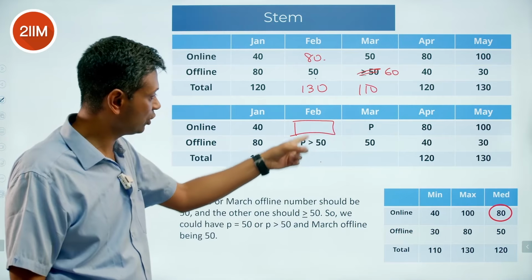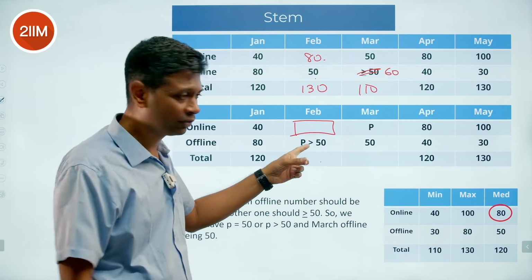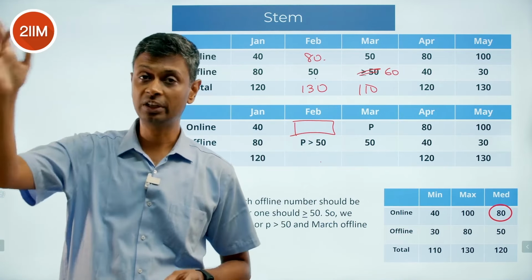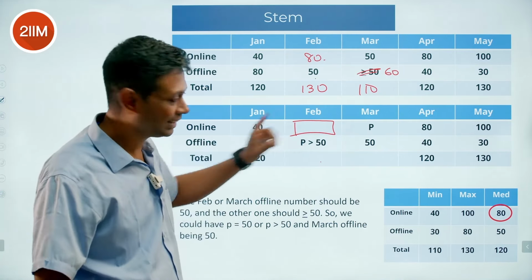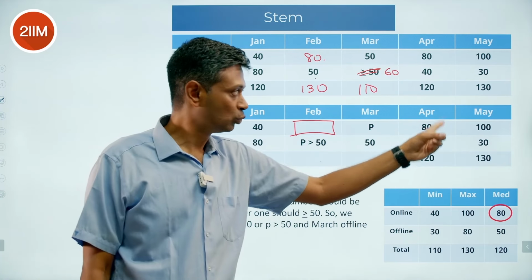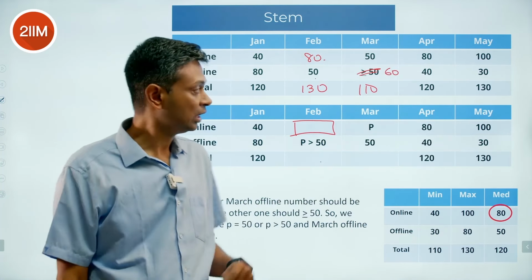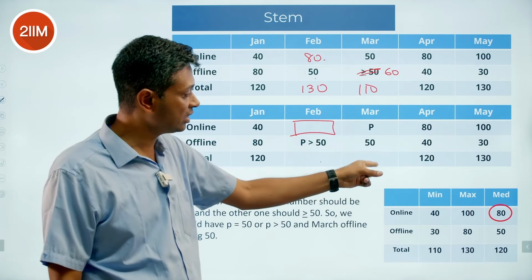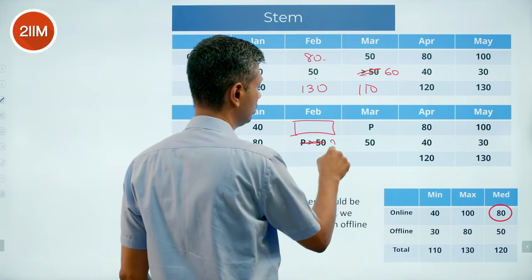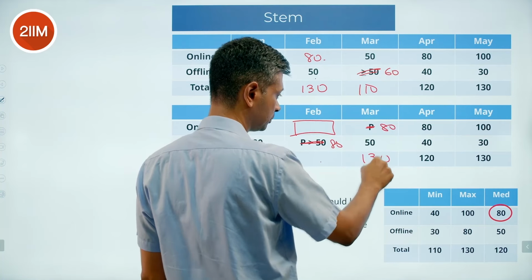This is greater than 50, this should be less than 80. Both of them add up to maximum 130. Greater than 50 should be less than 80. If this is greater than 50 and that's 80 or more, it will add up to more than 130. That's not possible. This is less than 80. Two numbers less than 80, one number more than 100. This has to be at least 80, otherwise my median won't be 80. If this were more than 80, this will become more than 130. Only possibility is this is equal to 80. This adds up to 130.